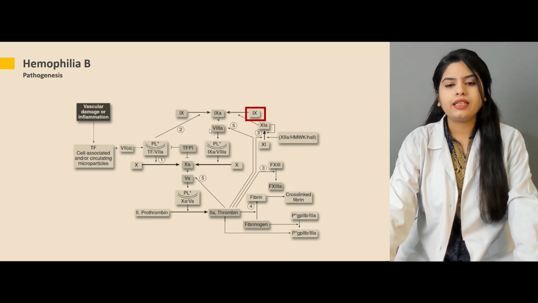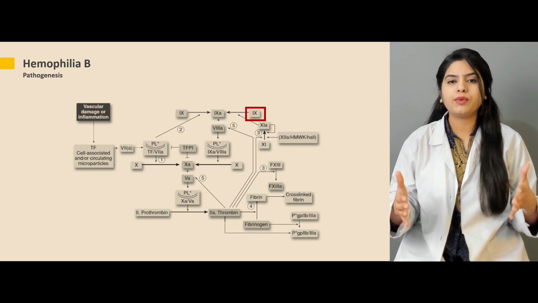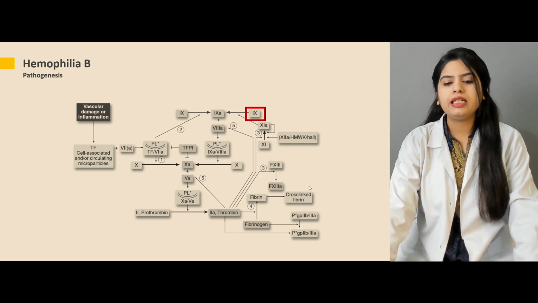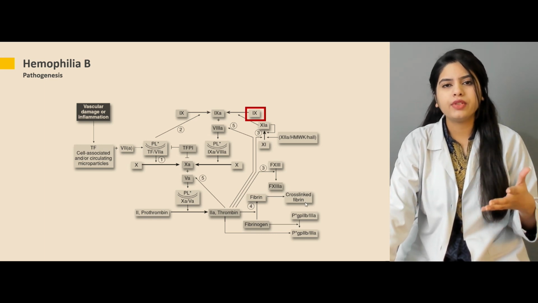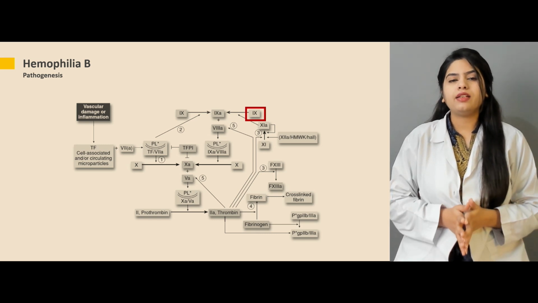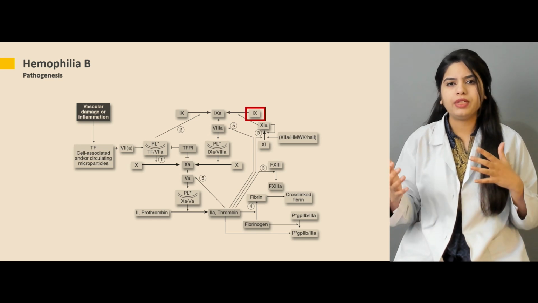9A along with 8A will form a complex. This complex will activate factor 10 to 10A, and then again a complex will form that will activate factor 2, that is prothrombin, to thrombin, and ultimately fibrinogen will be activated to fibrin. That will be responsible for cross-linking fibrin, which will be activated for the aggregation of the platelets and their further activation. Ultimately, a blood clot will be formed.